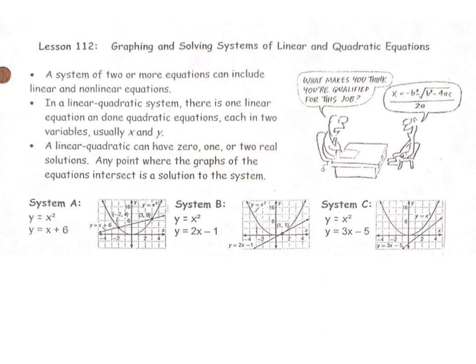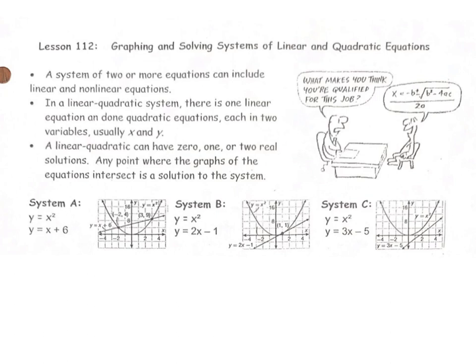So first of all, recall that anytime we're working with a system, it's always two or more equations with two or more variables that have a common solution that will satisfy each equation in the system. So in a linear quadratic system, there's one linear equation and one quadratic equation using the variables of x and y. Now, our outcomes can vary.